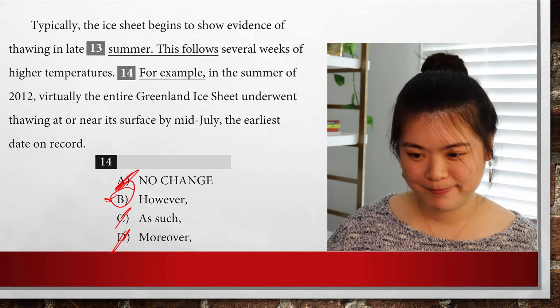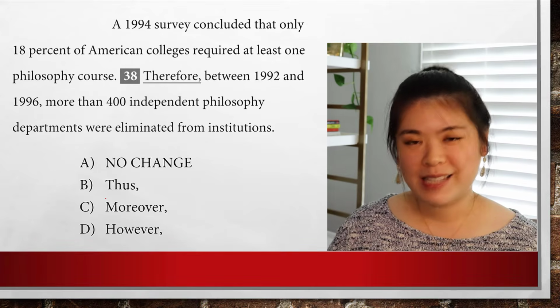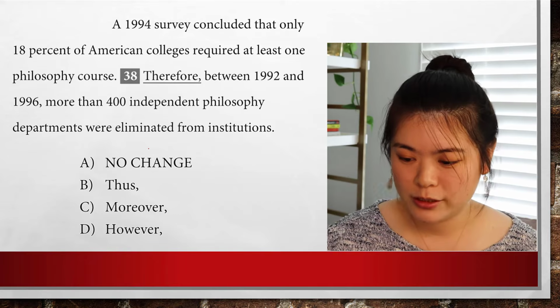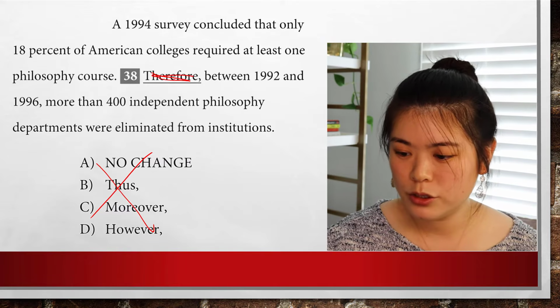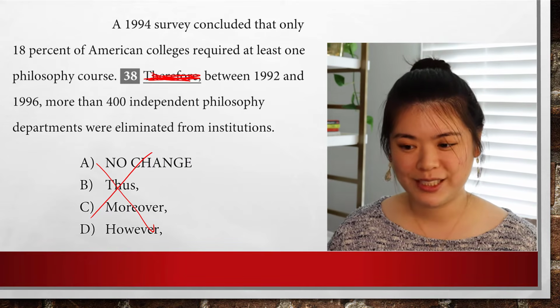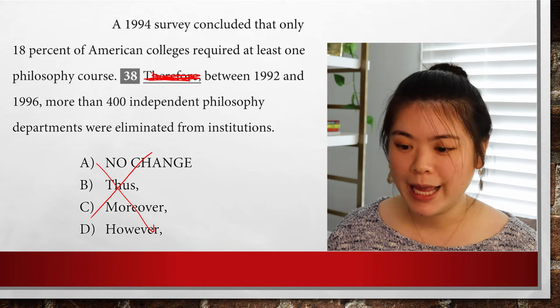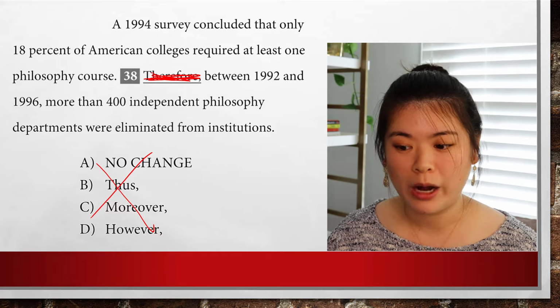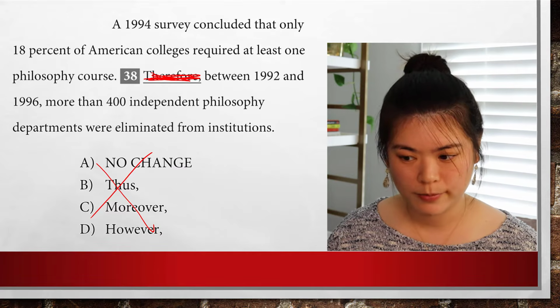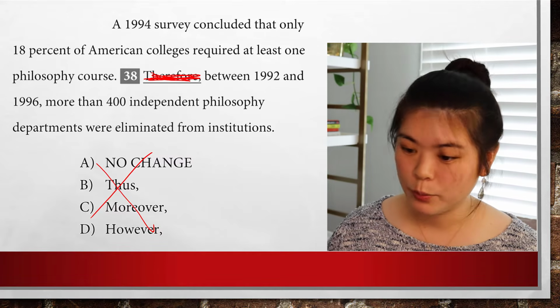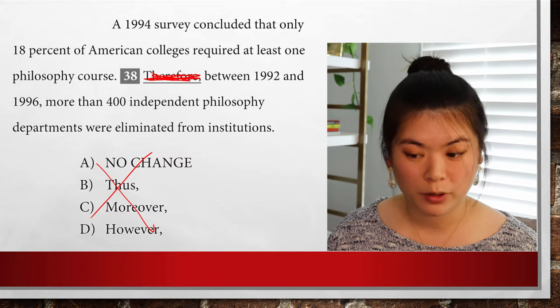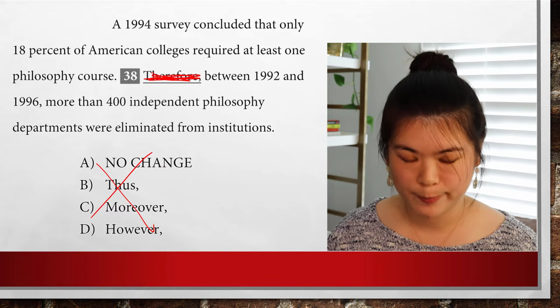Let's do another one. Okay, same kind of a deal. I'm going to ignore answer choices, ignore the transition underline, and let's read. A 1994 survey concluded that only 18% of American colleges required at least one philosophy course. Between 92 and 96, more than 400 independent philosophy departments were eliminated from institutions.